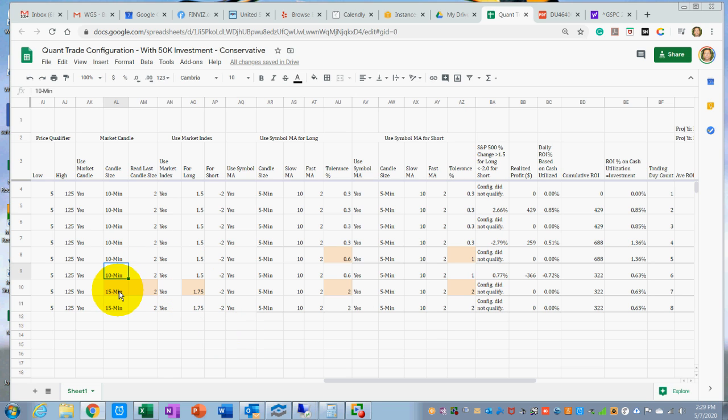I've increased the candle qualification criteria. I'm looking at 15 minutes instead of 2 minutes for a higher high. I've increased the market conditions S&P to be over 1.75%. Previously it was 1.5%.